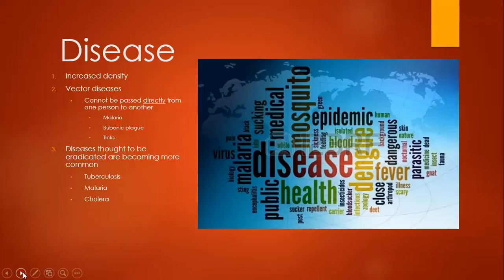Malaria is another example. It's caused by a vector-borne parasite. It's common in warm, wet tropical areas near the equator. And cholera. Cholera is a bacterial infection that commonly spreads through an unsanitary water supply.